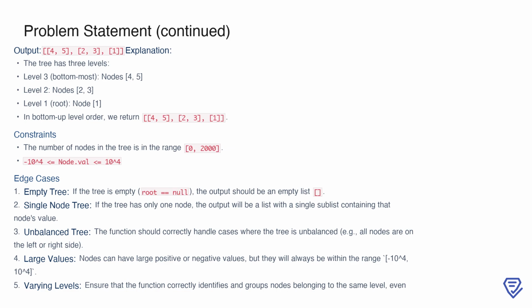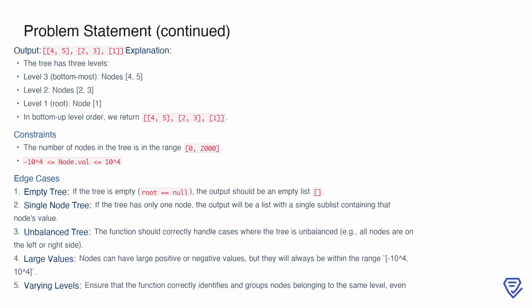In the third example, the binary tree has 3 levels. At the bottommost level, we find the nodes 4 and 5. Moving up to the second level, we have nodes 2 and 3. Finally, at the root level, there's a node with value 1. When we arrange these levels in bottom-up order, the output becomes [4, 5], [2, 3], [1]. This demonstrates the core idea of traversing the tree level by level from the bottom to the top.